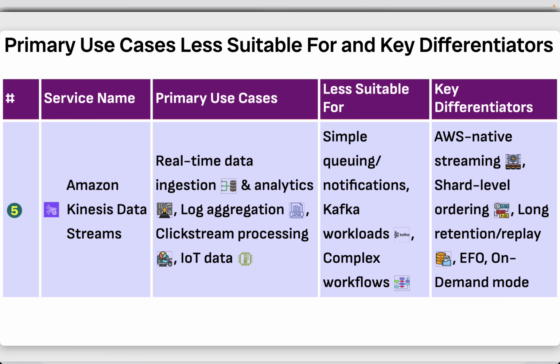Kinesis Data Streams is excellent for real-time data ingestion and analytics, log aggregation, clickstream processing, and IoT data. It is less suitable for simple routing or Kafka workloads. Key differentiators: AWS-native streaming, shard-level ordering, long retention replay, enhanced fan-out, low latency, and on-demand mode.